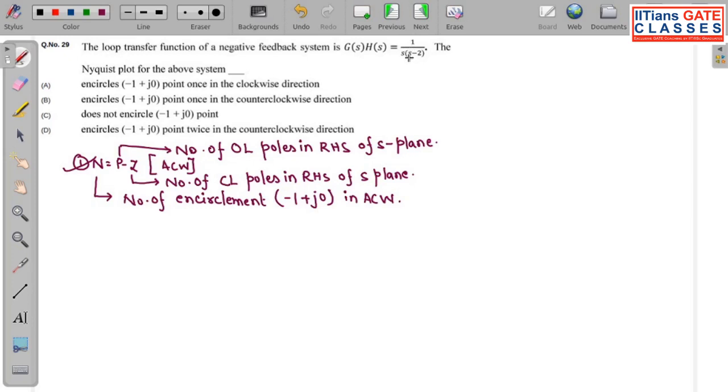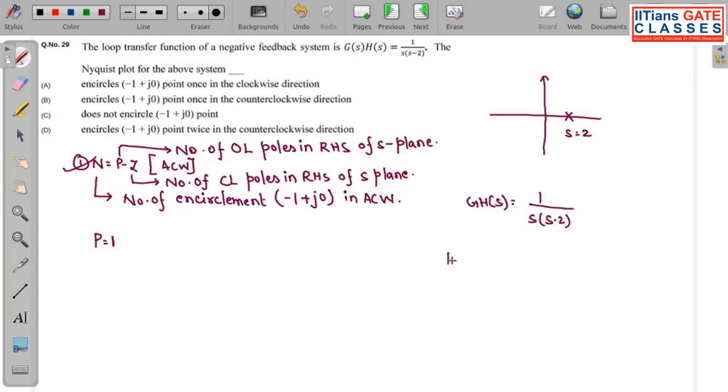Okay, so here if I directly want to calculate P, what is P here? Number of open loop poles in the right hand side of S plane. So you can directly see there is a pole in the right hand side at S equal to 2. Okay, so P is equal to 1. Now let us calculate Z. So how do you think we can calculate Z with this information given? See, they have given you GH(s) is equal to 1 by S into S minus 2. Can I calculate the characteristic equation?